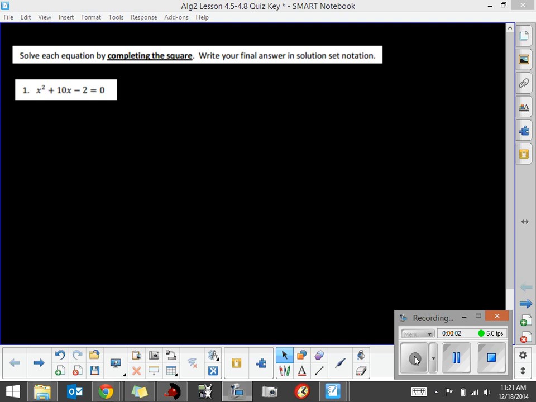The first set of problems in your quiz are solving by completing a square. Our rules in solving by completing a square were to isolate your x's, so I'm going to isolate those x's first. So x squared plus 10x equals 2. Then I'm going to leave a spot to complete the square both here and here to balance.